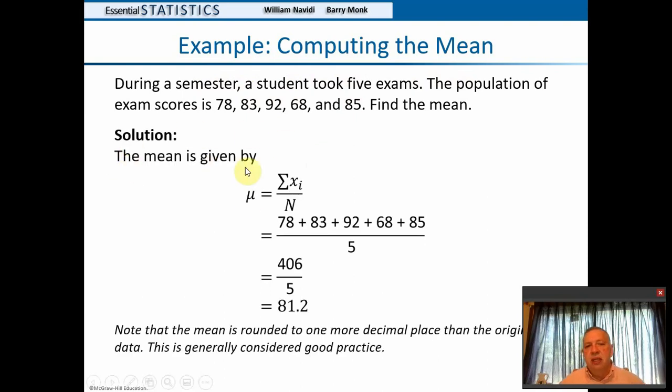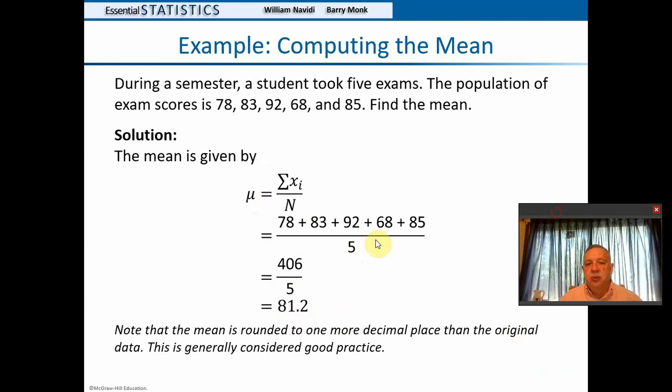Here's the solution. The mean is given by mu because we're talking about the population of exam scores only of that student. It's the only ones I'm concerned with. I'm going to sum up all of his scores, add them up. This is going to be 406 up here. I'm going to divide by 5. That'll give me 81.2. So mu, the population mean, is 81.2.